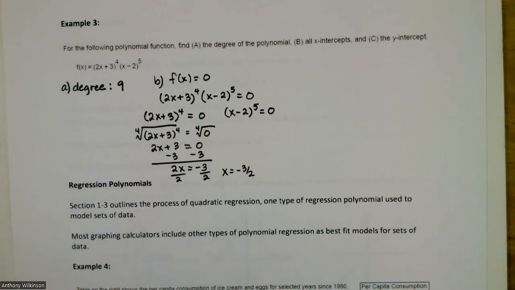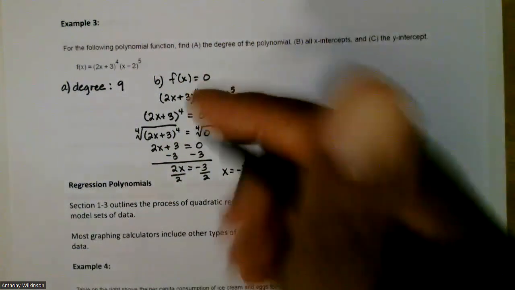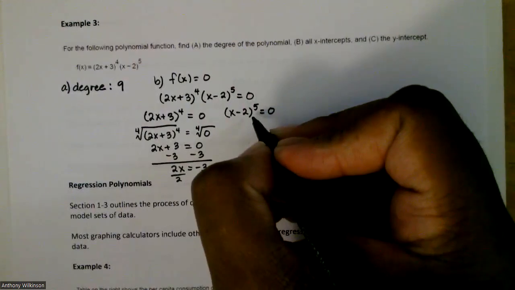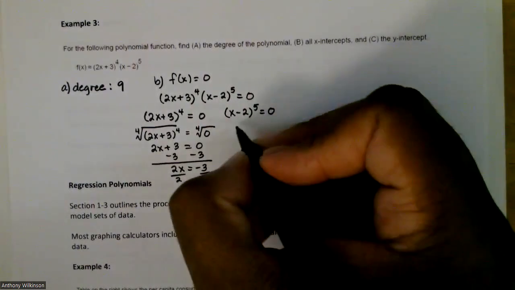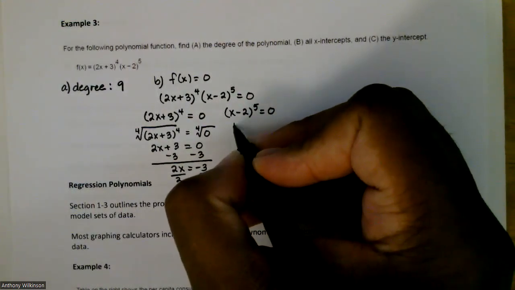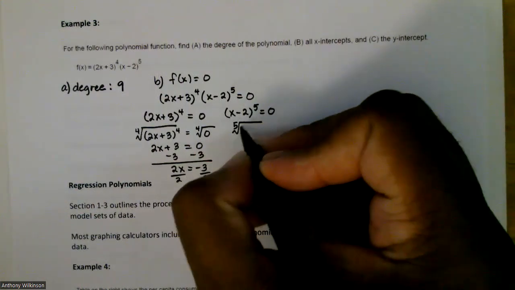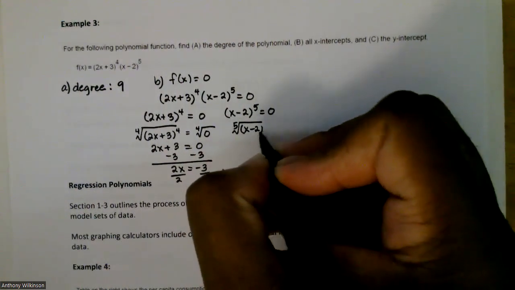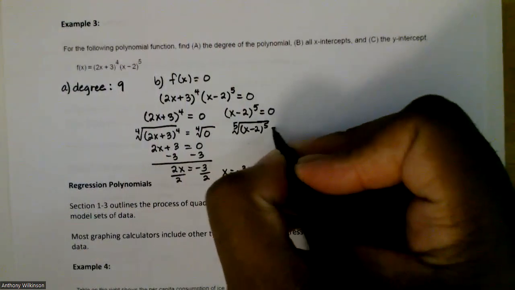So that's one of the x-intercepts. The other x-intercept comes from (x minus 2) raised to the 5th equal to 0. This time, to get rid of the exponent of 5, I need to take the 5th root on both sides of this equation.